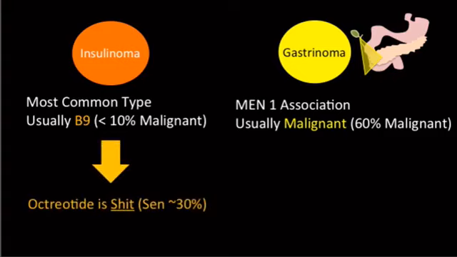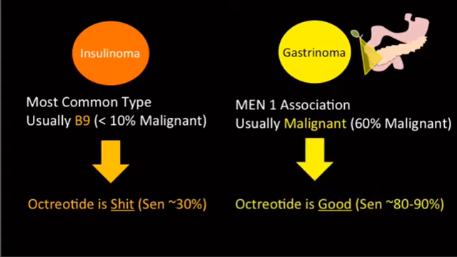Octreotide is bad for insulinomas. It's really the only one out of these. Well, it's the one to remember for sure out of these that it does poorly with. And then octreotide is particularly good for a gastronoma. So those are the big differences. So most common overall, most common in MENs, usually benign, usually malignant, poor on octreotide, good on octreotide.